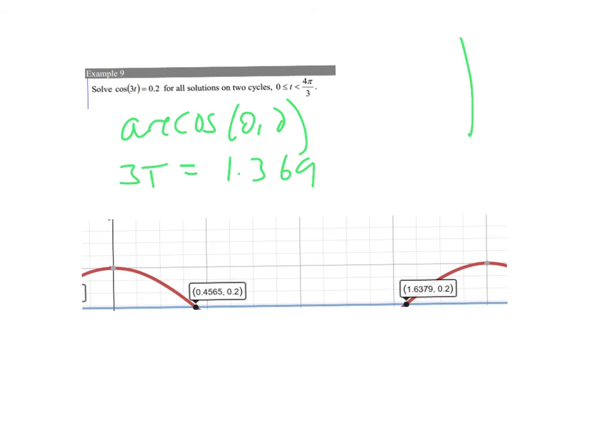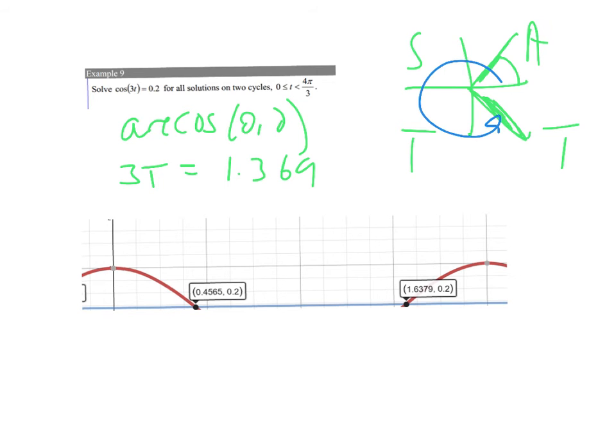So if we think about where cosine is positive, well, cosine's positive here in quadrant 1. It's also positive down here. Remember, all students take calculus. So here in quadrant 1 and again in quadrant 4. So I think for right now, let's just write down.